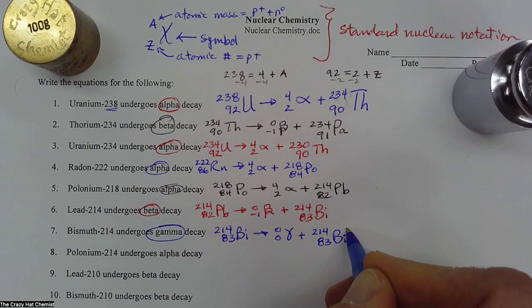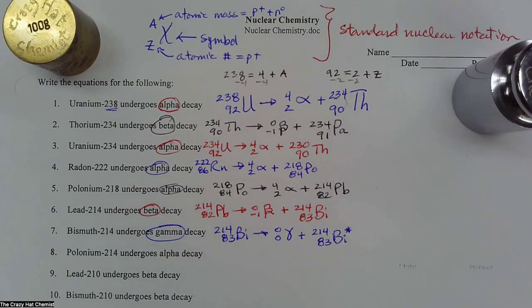And then I'm going to put a little asterisk here, and the asterisk means that this particular isotope of this element is lower in energy than this one. By releasing that gamma particle, it lowered this energy to have a lower energy with this one here on the product side. That's really what's happening. Okay. All right. So I'm going to continue on.